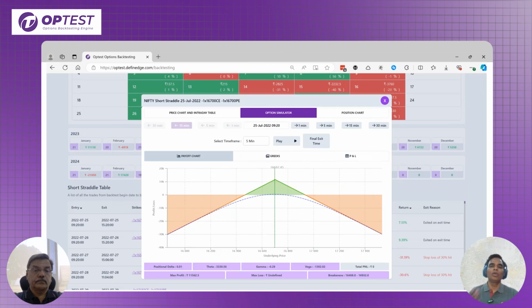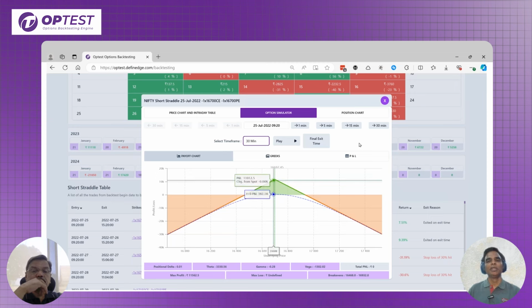Now you want to see how this strategy proceeded in time on that particular day. By default, we have a 5-minute time frame. So if you say play, it will auto simulate every 5 minutes forward till exit time, let's say. Or you can also do it manually. Let's say you want to go forward by 15 minutes. You can do 15 minutes or 30 minutes. Or you can change the time frame here also. Let's say I want to select 30 minutes and then I want to play.